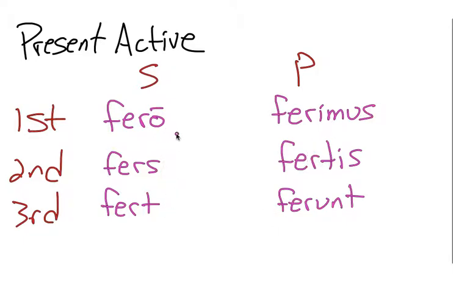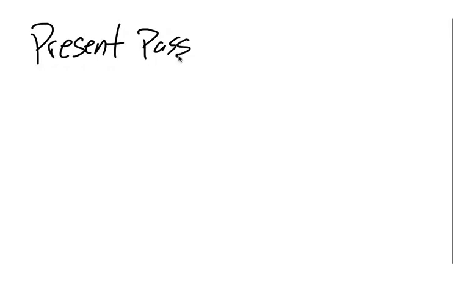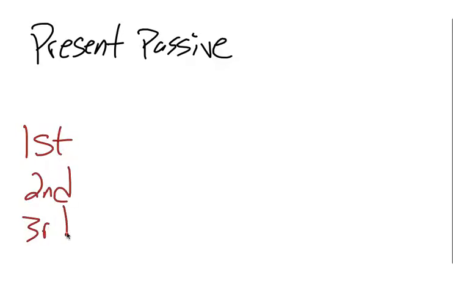And if we're translating, fero is just I bring, or I carry, or I bear. Feres, you bring, you carry, etc. Okay, so that was present active. Now I'm going to take you through present passive. Again, we're going to set up first, second, and third person, and singular and plural.